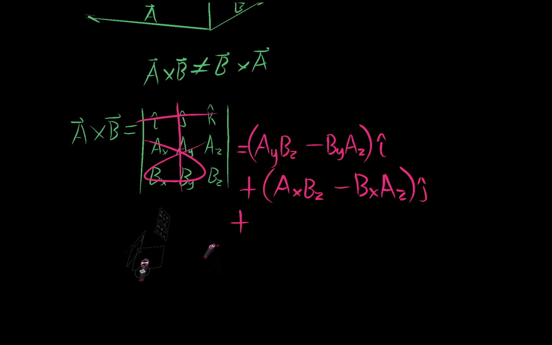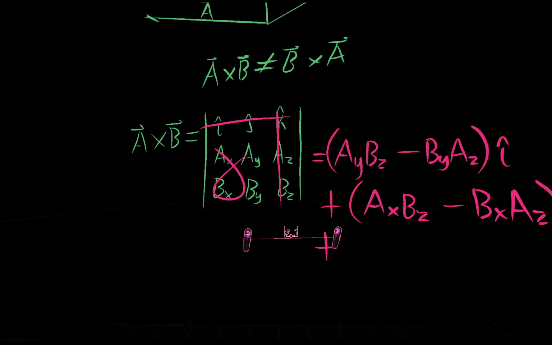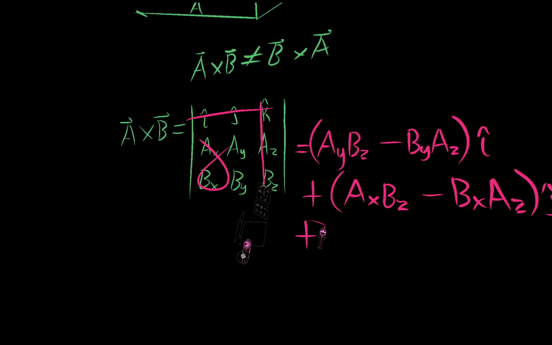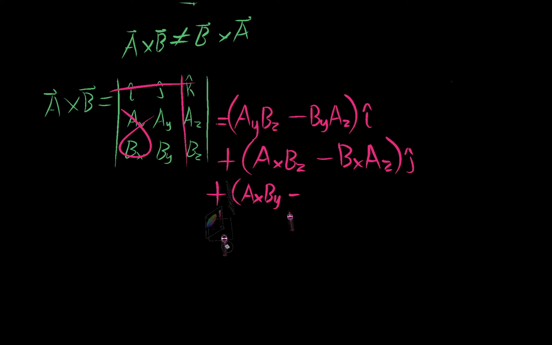And then the last one, you can guess the formula here. We're still going to block out the top row, but we're going to block out this last column here and do this. Hopefully this is lining up fine. So it's an upside down ribbon here. So we do AX times BY minus BX times AY. And that is our K hat.